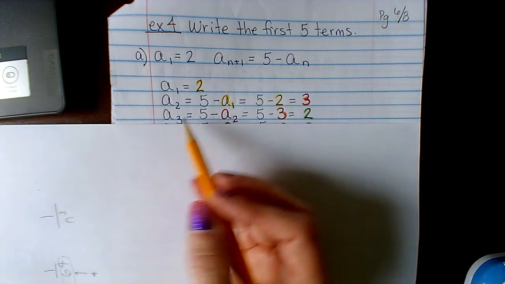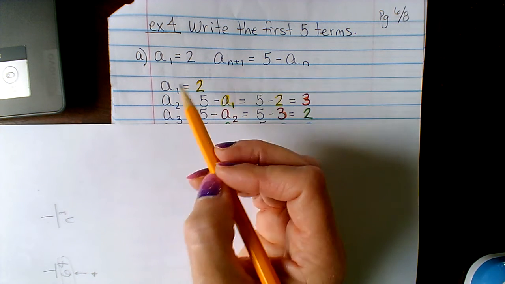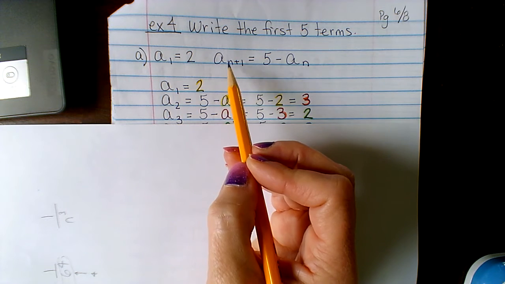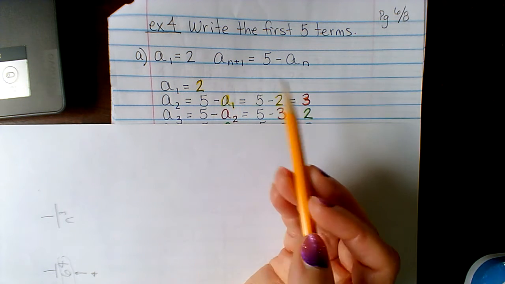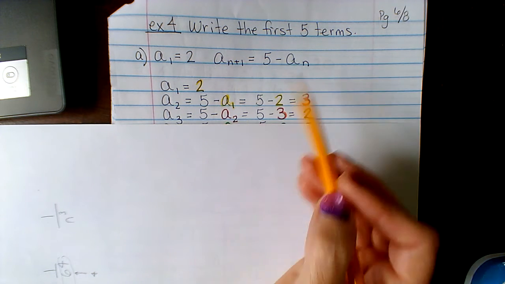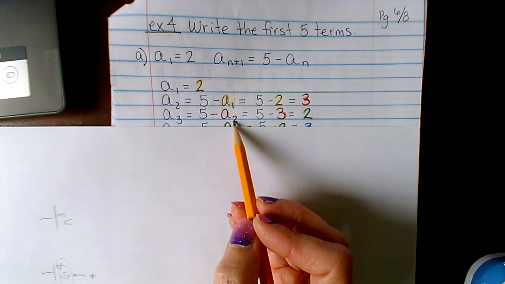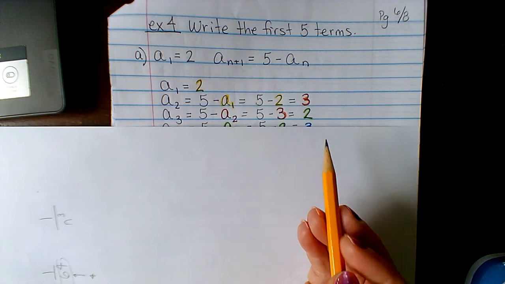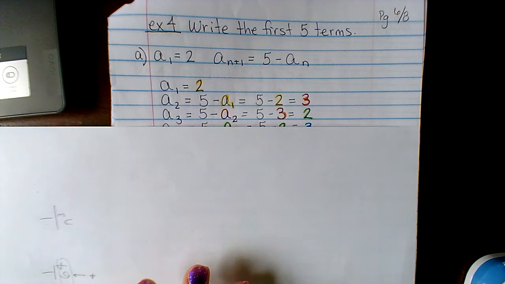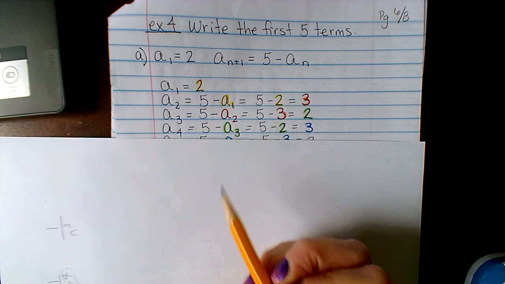The third term, a sub 3, now I'm plugging in 2 for n. So that's all I'm doing. So I'm plugging in now 2. So 2 plus 1 is 3. 2 goes right here. A sub 2 was this number, was 3. So it's 5 minus 3, which is 2. A sub 4 is 5 minus a sub 3.